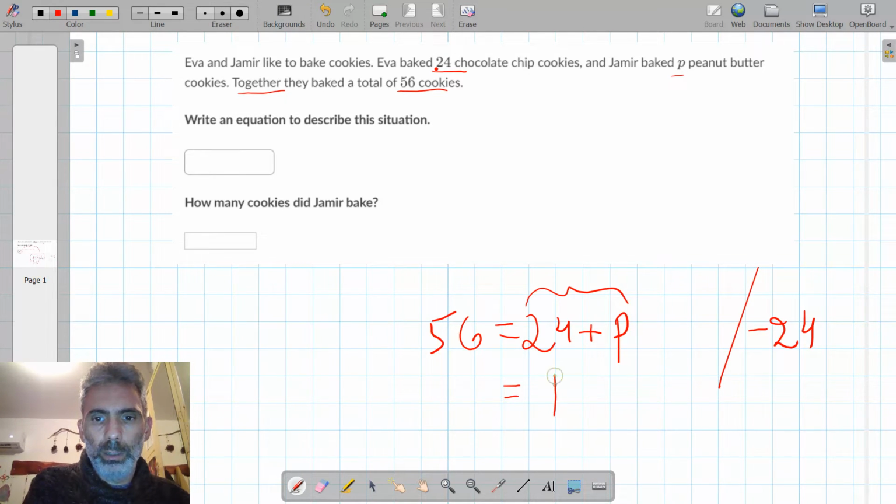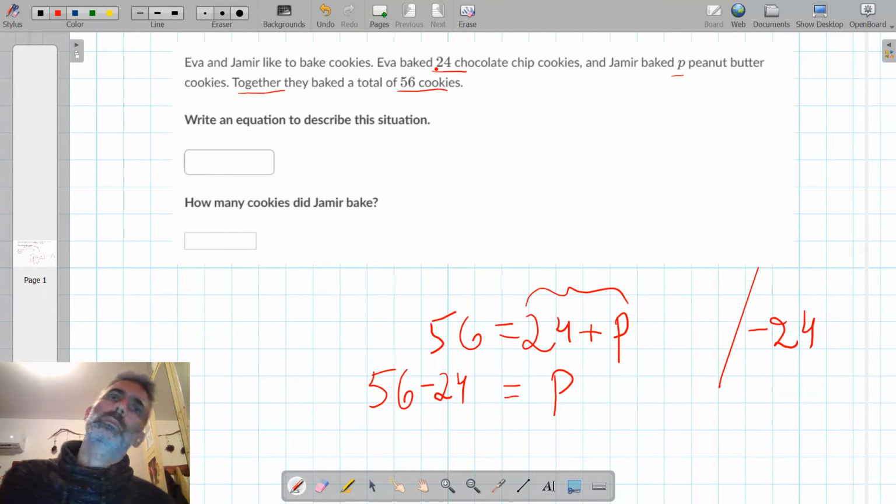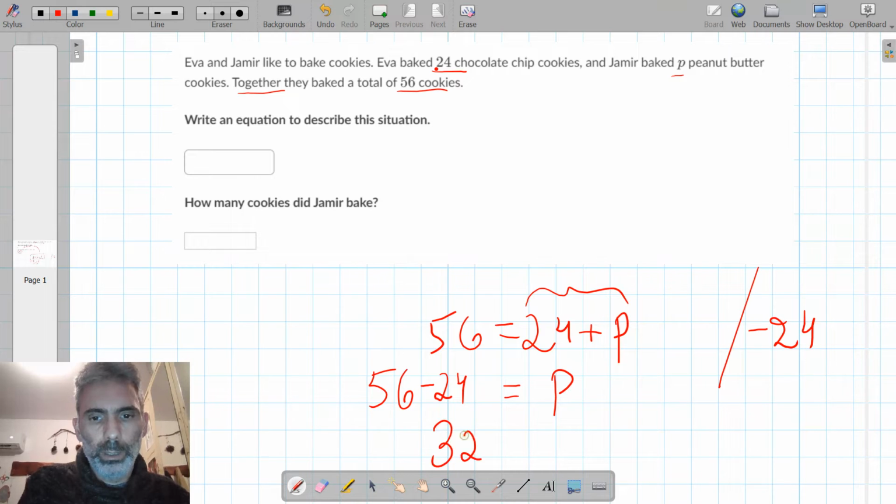So on the right hand side, we are left with p after we subtract 24. And on the left hand side, we need to subtract 24 from 56. 56 minus 20 is 36. 36 minus 4 is 32. So p equals 32. And to verify, I will plug in 32 in the equation.